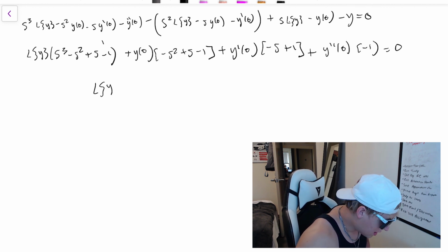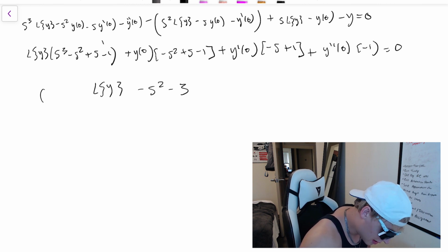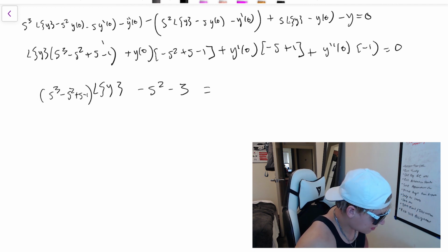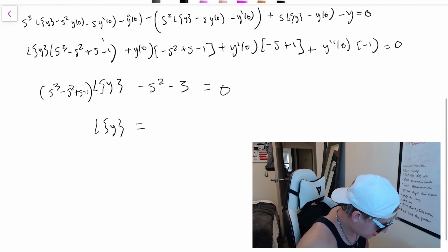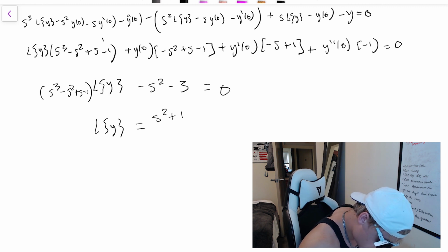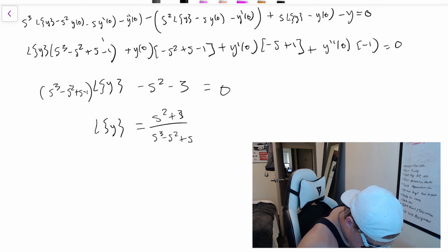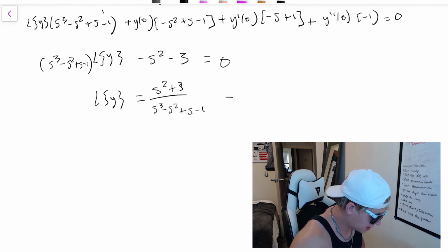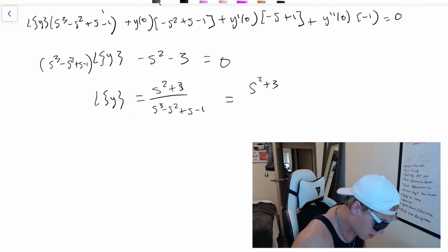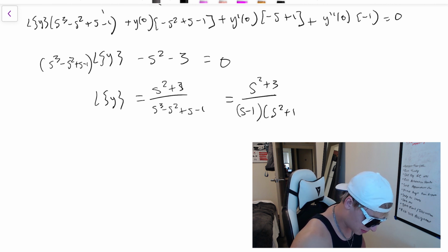When you plug everything in, you will eventually get the Laplace transform of y minus s squared minus 3, and this is all times s cubed minus s squared plus s minus 1 is equal to 0. So you're going to solve for the Laplace transform of y, and that's going to equal s squared plus 3 over s cubed minus s squared plus s minus 1. Then go ahead and factor that, and this is going to equal s squared plus 3 over s minus 1 times s squared plus 1.